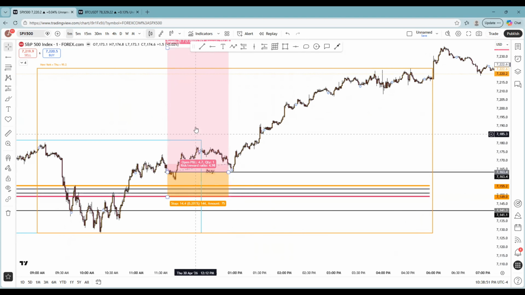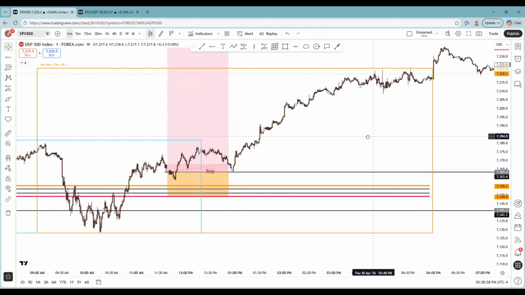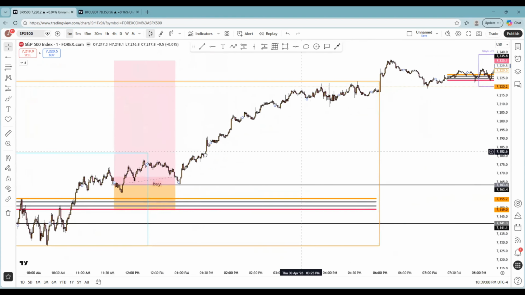And do y'all see this risk to reward ratio? A 1 to 4. It was amazing. I was very proud of myself.